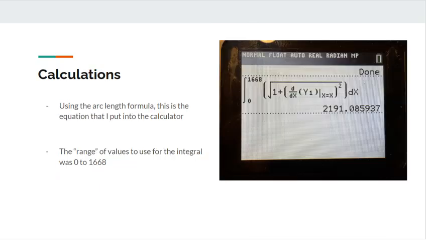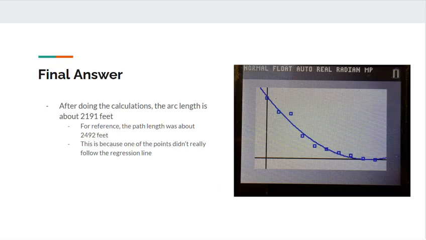Given that, I was able to use the arc length formula, which is the integral from a to b of the square root of 1 plus dy dx squared. Using the derivative of our equation, this is the equation I put in, and the interval I used was 0 to 1,668, since we are taking this with respect to x. The final answer that I got, as you can see in this image, was 2,191 feet.